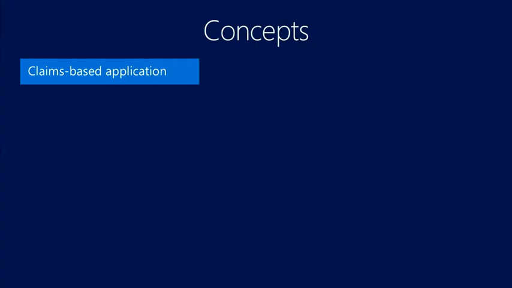Some concepts that I'm going to be talking about for identity. Claims-based applications. So these are applications that outsource their authentication and their authorization to a security token service. What you get back is a set of claims. A claim is a statement. So Rory works for Datacom. The way that you verify that statement is that it comes from a trusted issuer and it's signed by that issuer's certificate.